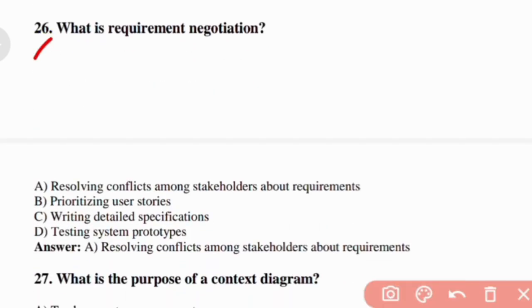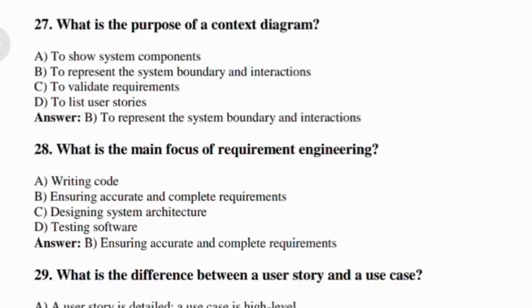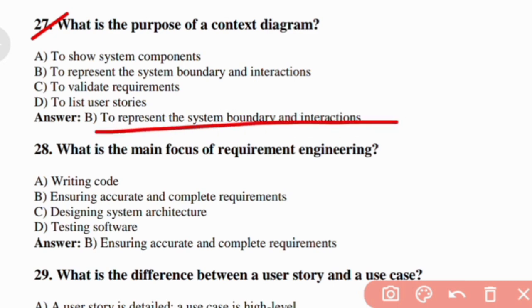What is requirement negotiation? Resolving conflicts among stakeholders about requirements. What is the purpose of a context diagram? To represent the system boundary and interactions. What is the main focus of requirement engineering? Ensuring accurate and complete requirements.